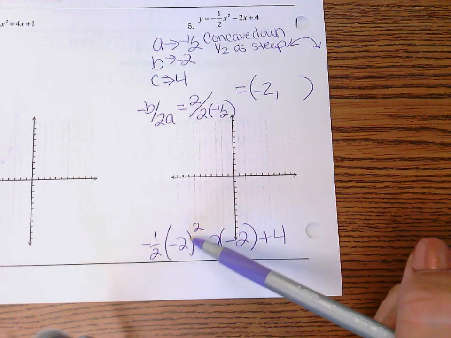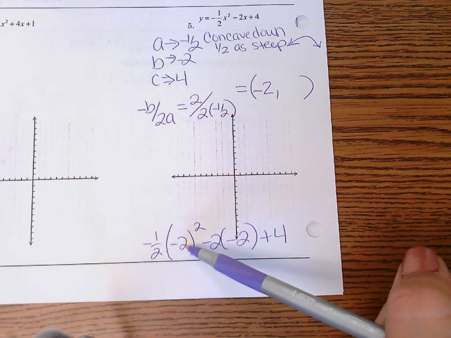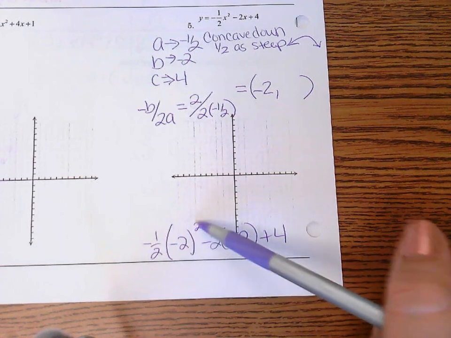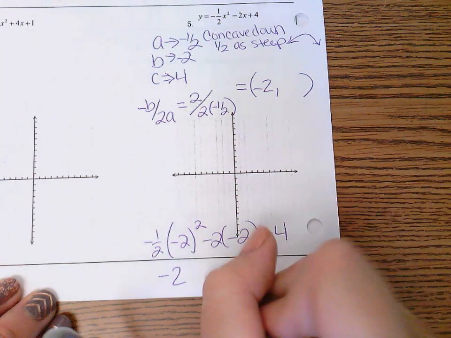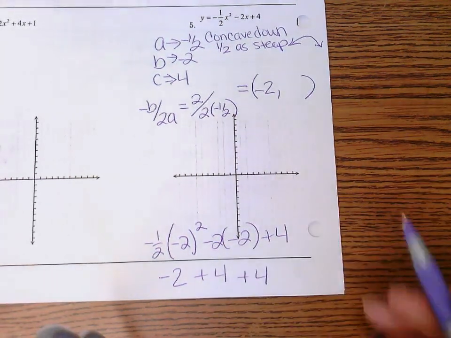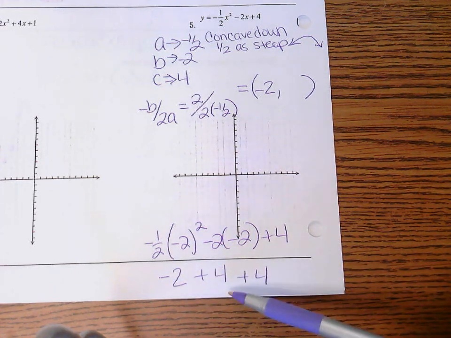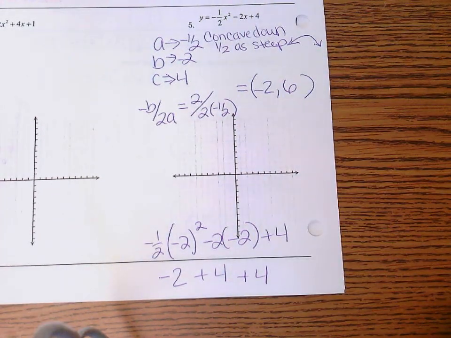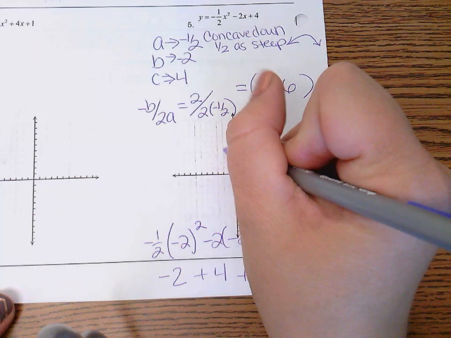Order of operations, -2 squared would give you +4, times -1/2 would give you -2. So this is really -2. -2 times -2 is +4, and I'm adding another +4. So it looks like -2 plus 8 would be +6. Anyone try it on their own calculator, get +6? So -2, +6 is the point I'm going to plot. -2, 1, 2, 3, 4, 5, 6.